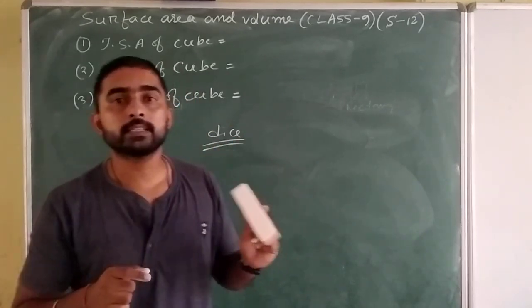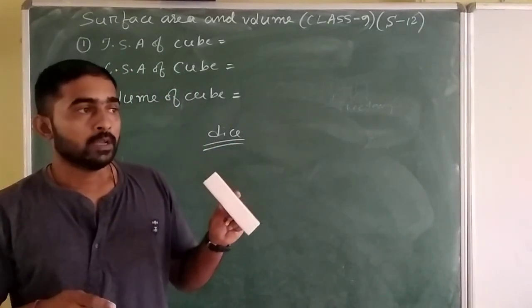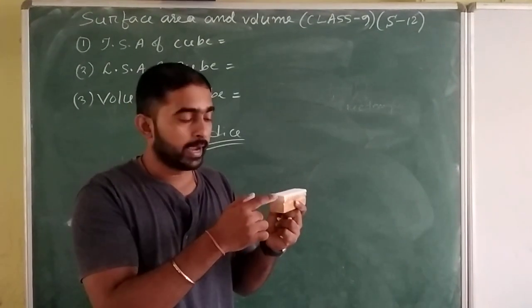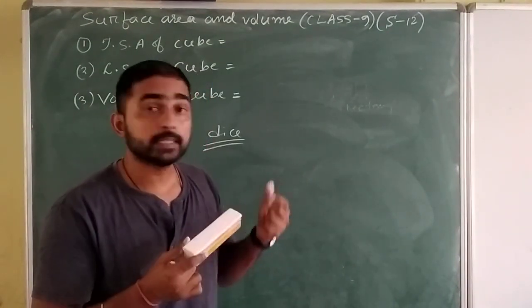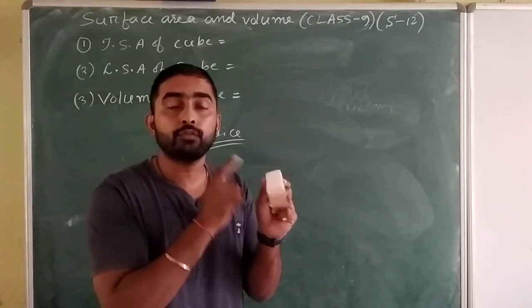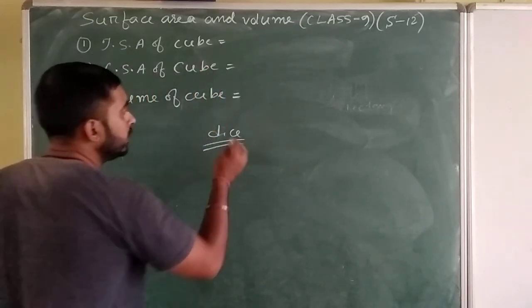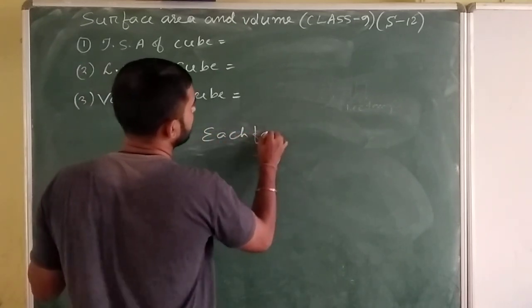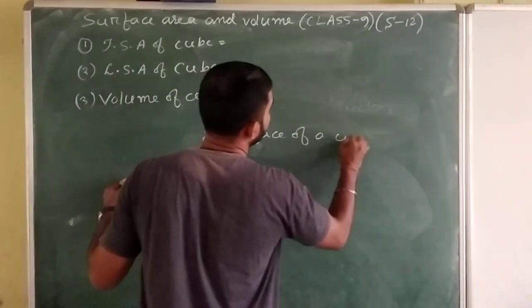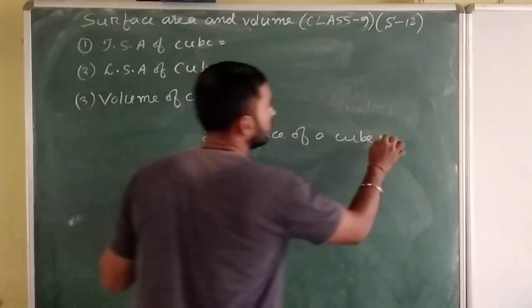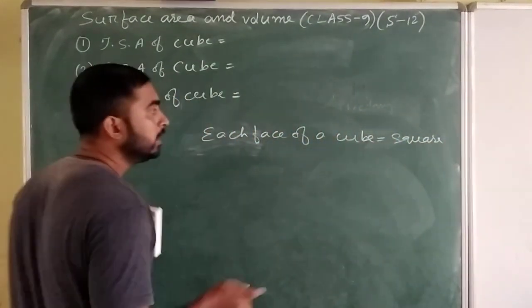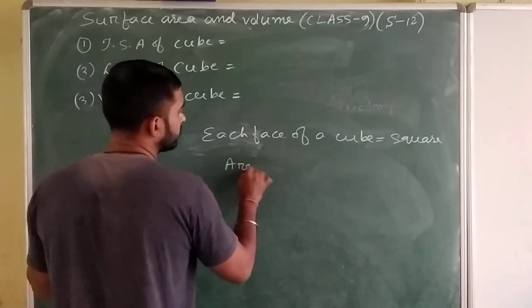Area of all the 6 faces are equal. As here the length and breadth both are same, so it is a square. Means each face of a cube is a square. Yes, each face of a cube is equal to what? Square. It's exactly a square.